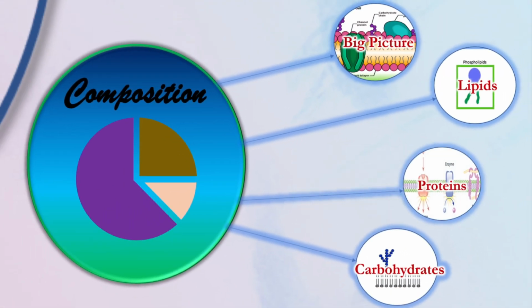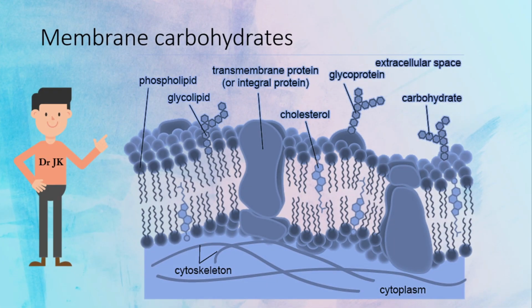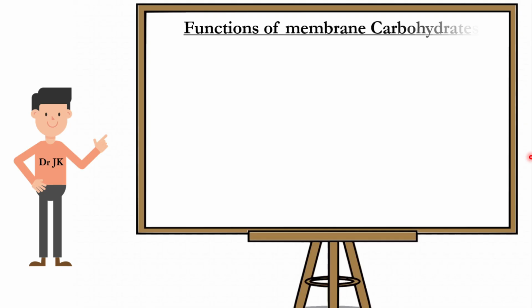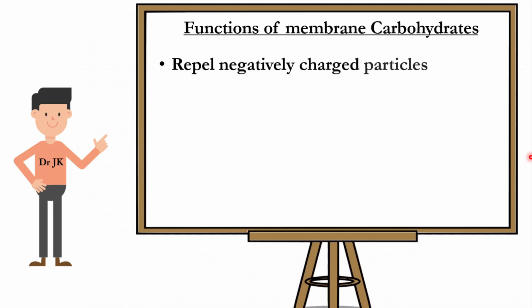Now coming to the last constituent, carbohydrates. Membrane carbohydrates occupy almost 3% of the cell membrane. The carbohydrates can either be attached to lipids, forming glycolipids, or to proteins, forming glycoproteins. The carbohydrates are called glycocalyxes. The main functions of membrane carbohydrates.